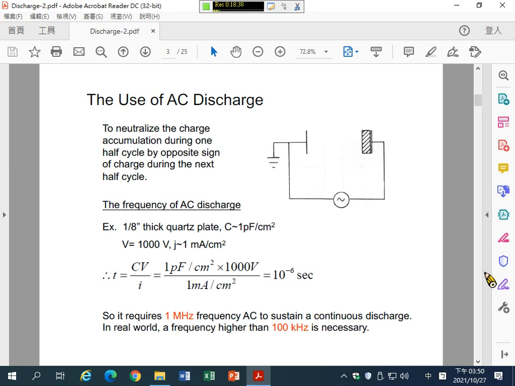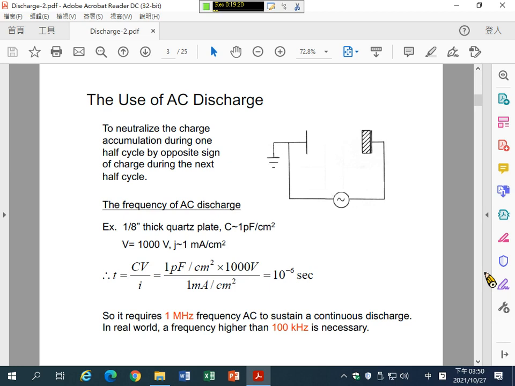So if the insulating material placed on the surface of the electrode is a piece of quartz, and the thickness of the quartz is 1/8 inch, and the capacitance of this piece of quartz equals 1 picofarad per centimeter square. This is the capacitance per unit area for a quartz plate if the thickness is about 1/8 inch.